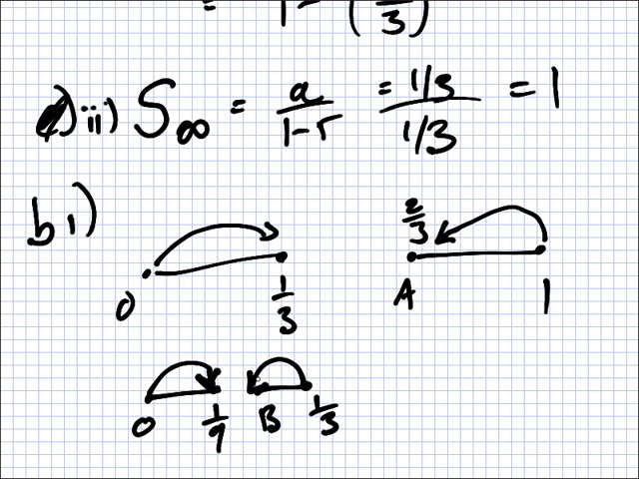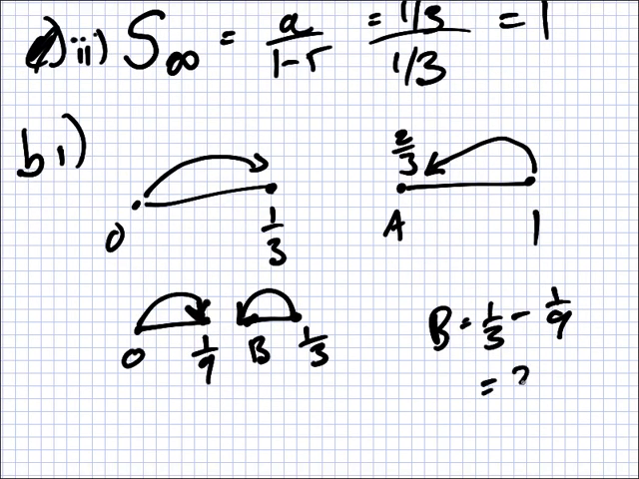1/9, you have to go to the left. So B would be 1 over 3 minus 1 over 9. What's that? 2 over 9. Yeah, and so on and so on and so on.